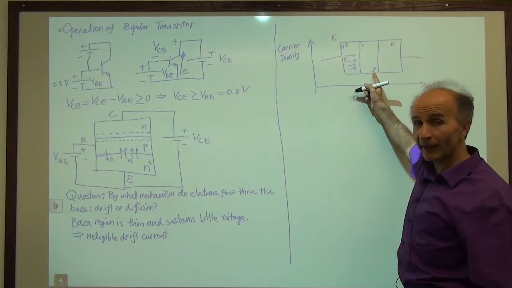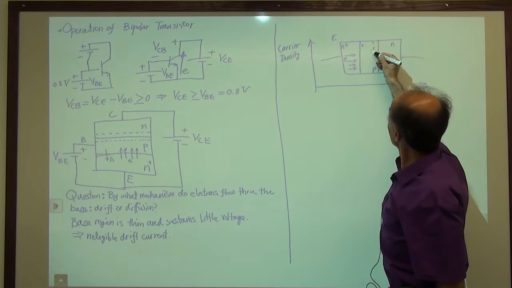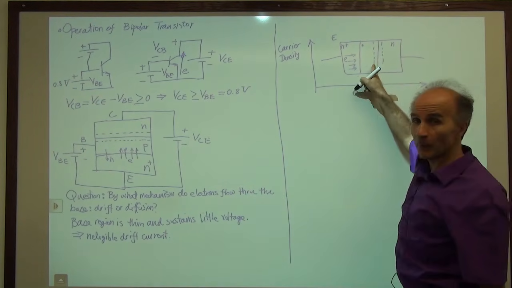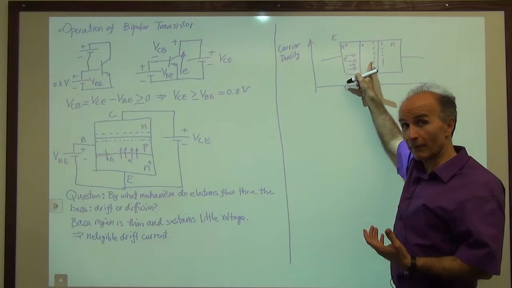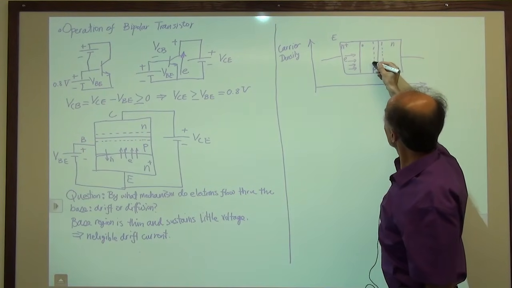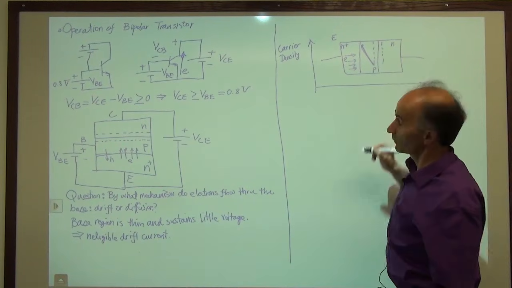And how about the right edge of the base? Well, we have a depletion region here. So any electron that makes it to this point is swept away by the electric field. So we have a very low concentration of electrons here. So we have some sort of large gradient between these two.